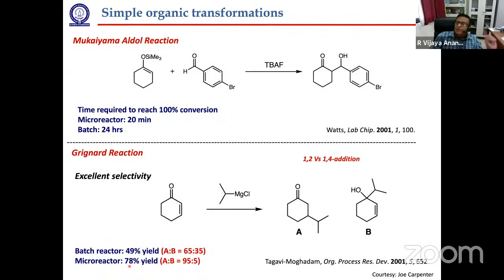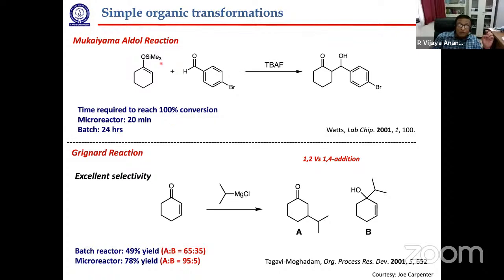And then the Mukaiyama aldol reaction, which is basically, you have this fluoride minus that will come and react with the silicon, and then you get that enolate. This portion will come and react here, so you get the beta hydroxy ketones. In batch reaction, this reaction takes 24 hours, because I have already explained to you initially the reaction will be faster, but once it reaches 80% or 90% conversion, the reaction will become very, very slow.